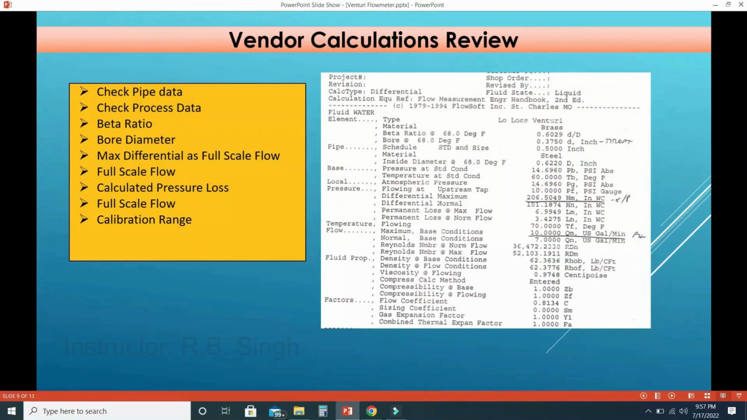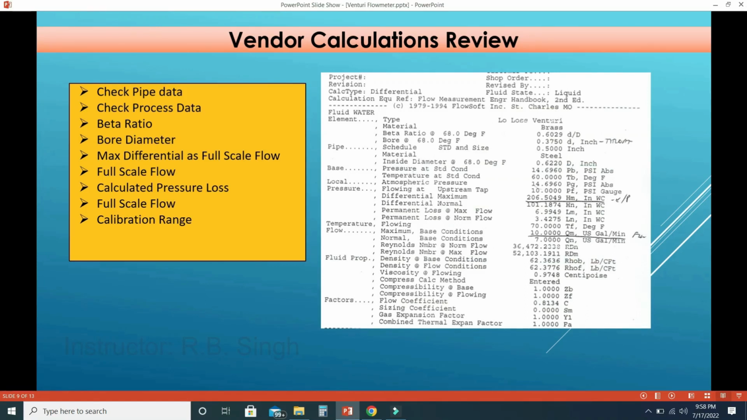Vendor calculation review, this is the particular vendor's calculations for a Venturi meter. Normally whenever you review the sizing calculation of a Venturi meter, what you need to check from the calculation. First of all, you check the pipe data, like whether the vendor has considered the right data for the pipe or not, like what is the pipe size, what is the pipe schedule, what is the pipe material, and if schedule is not available, then what is the pipe ID. So this data we need to check from this calculation.